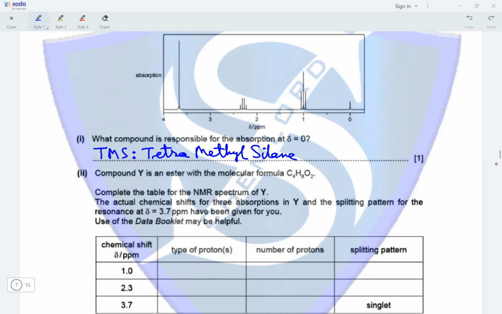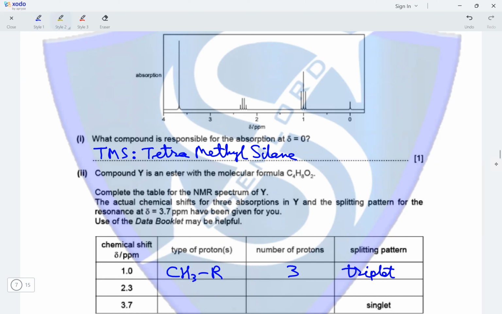So the peak at 1.0 splits into 3. That means it is next to a CH2 group, which means it is next to an alkyl group. Since this is an organic compound, this has to be a CH3 next to an alkyl group. So the number of protons in this environment would be 3, because CH3 has 3 hydrogens attached to it, and the splitting pattern as shown in the NMR spectrum is a triplet.